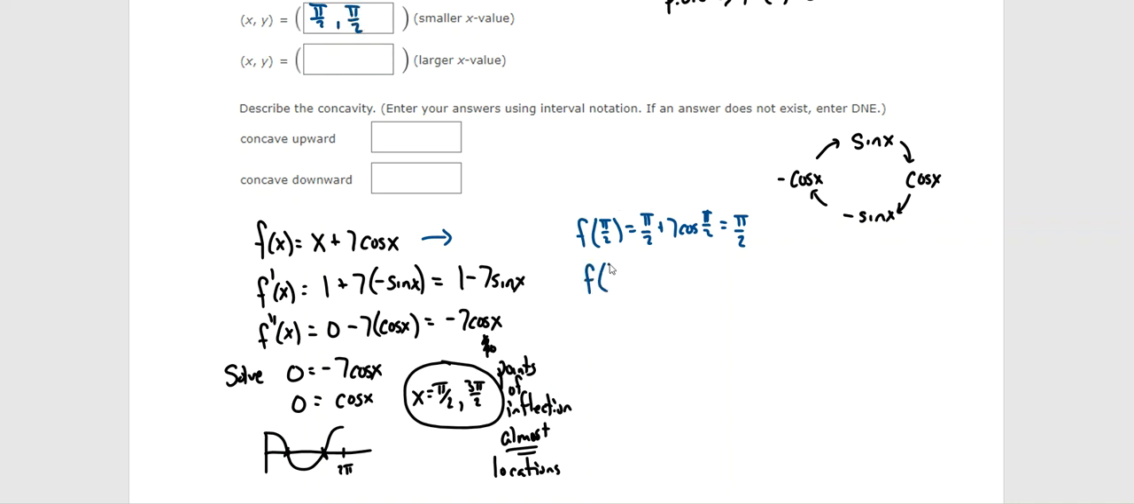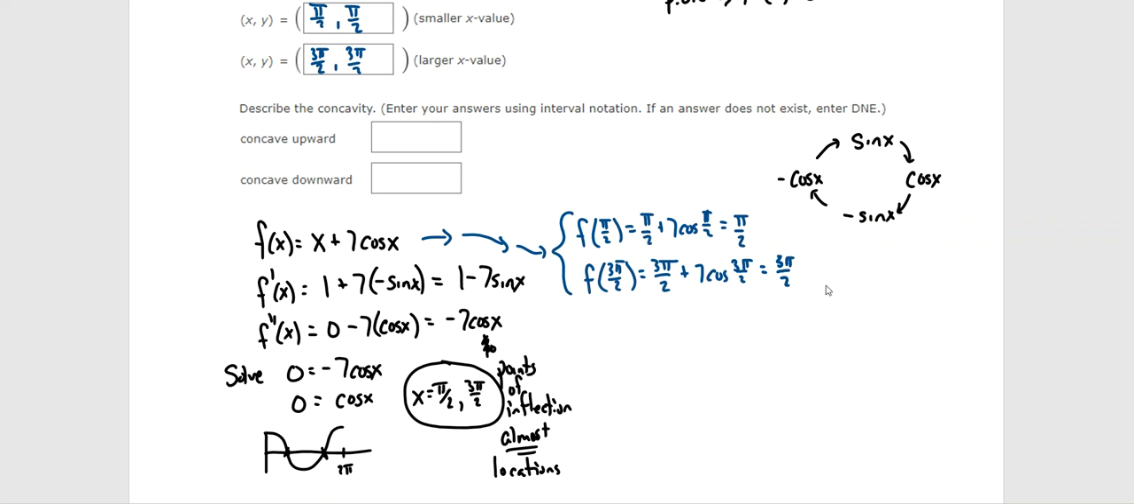And some of you already know the answer to this next one. Due to the symmetry of it all, if I put in 3 pi over 2, the cosine of 3 pi over 2 is also 0. 7 times 0 is 0, and we're going to get 3 pi over 2. Do not expect this to happen every time. I just happened to pick that one example that it works out like this, but you do have to evaluate to find your y values. It doesn't always happen like that.